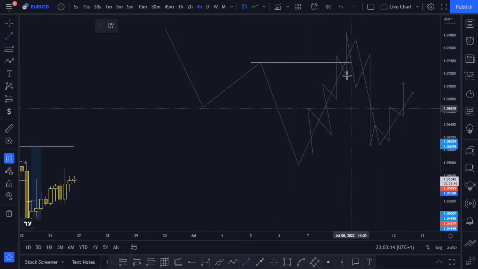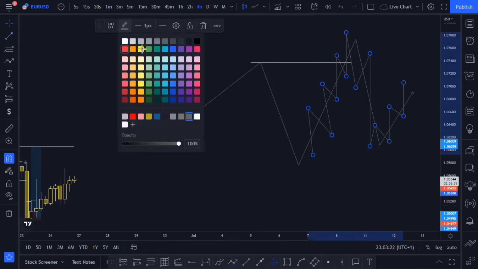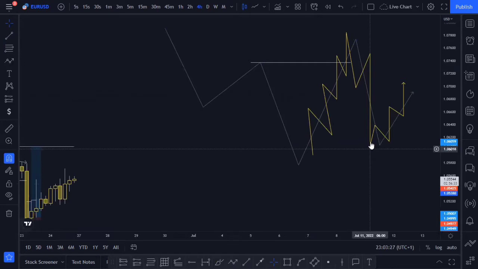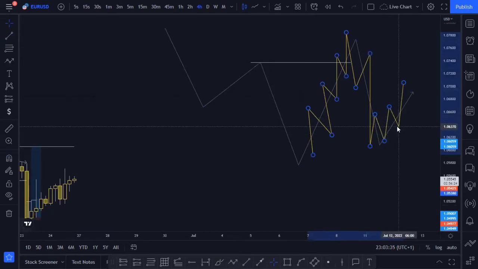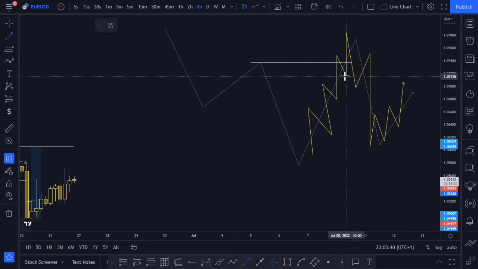So we had the break here. Let me change the color. The yellow is the 4-hour structure. This is the breakout structure here. Price pulled back to mitigate something within this leg, which is somewhere here, and then confirmed this to be our lower high by breaking this structure here. So now on the 4-hour, we are working within this range, this low and this high.